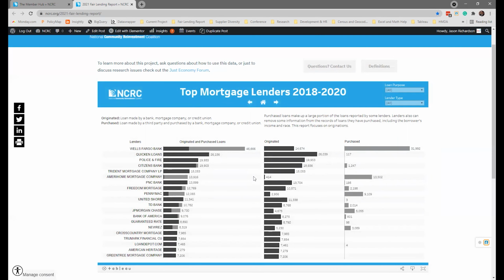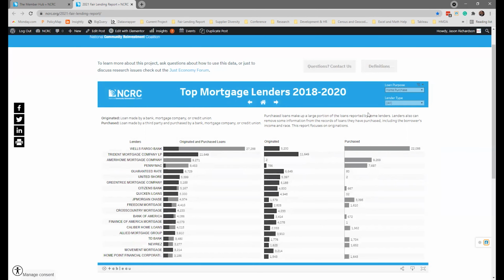In this case, we're looking at all loans for all types of lenders. Let's narrow it down to just home purchase loans. And you'll note that the order is changed to show the top 20 lenders of home purchase loans only. Now, Wells Fargo is still in the lead substantially, but they're not the largest originator of home purchase loans. That looks like it's Trident Mortgage Company.